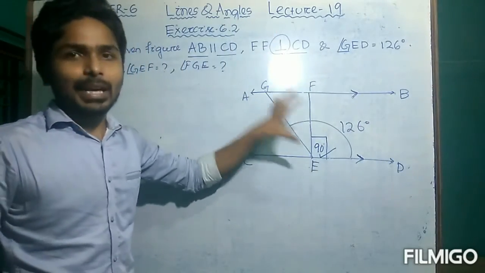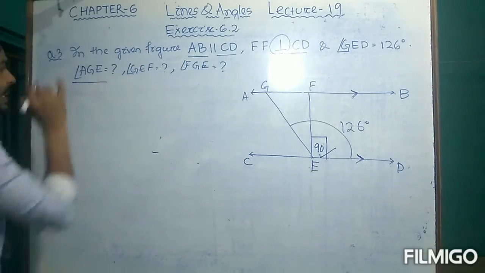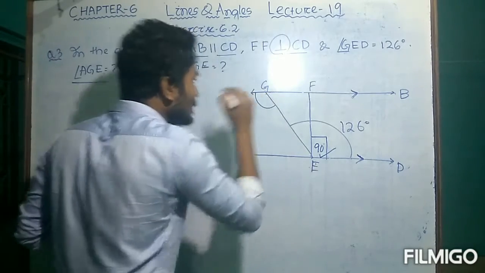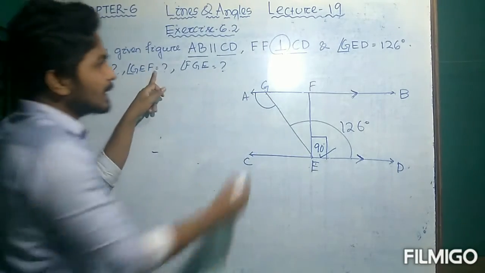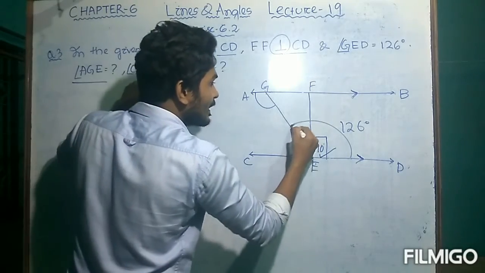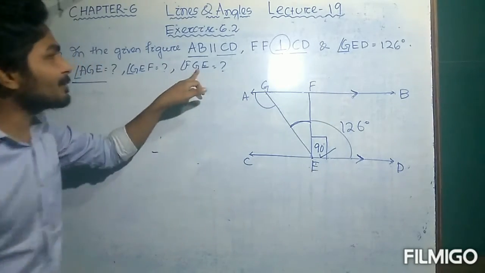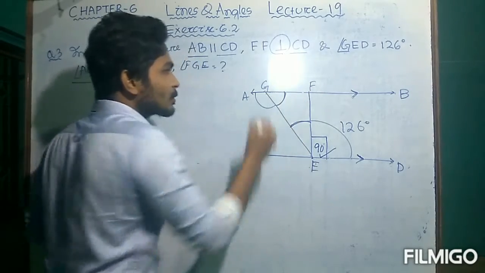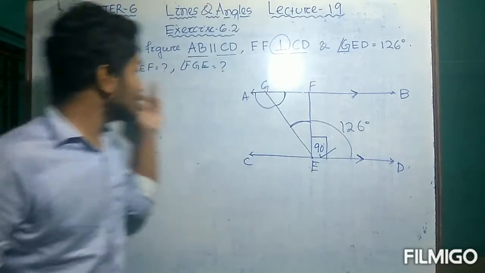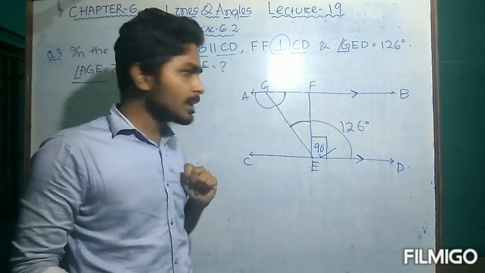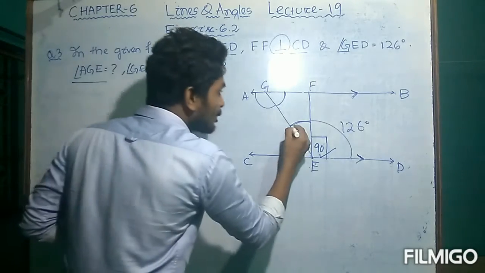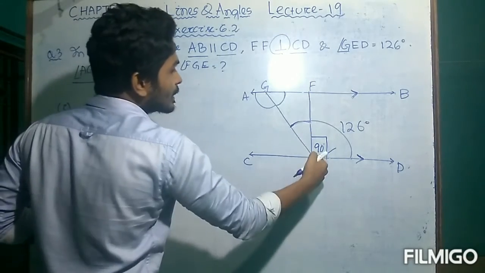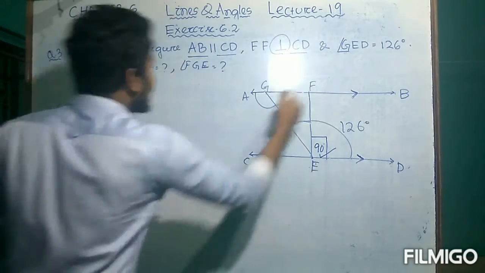Now by using this data, you have to find the value of the angle AGE, this angle, and GEF, this angle, and FGE, this angle. So by using all this data, we have to find out the value of these three angles. Understood? So let us first find the value of this angle. Which angle? The angle FEG or GEF.